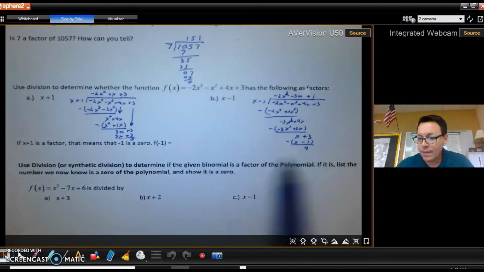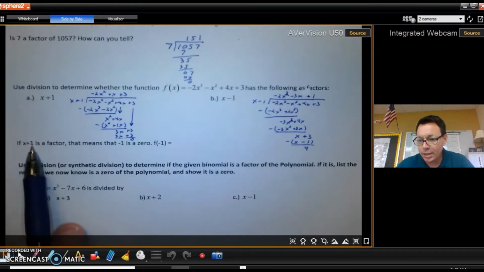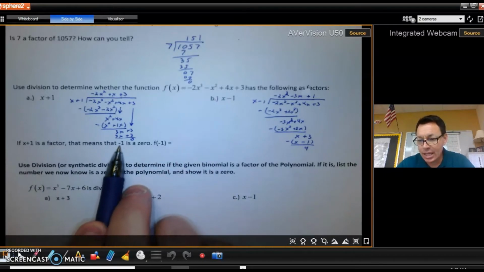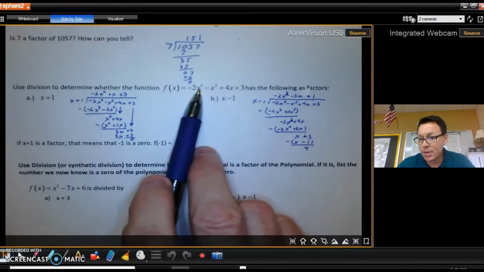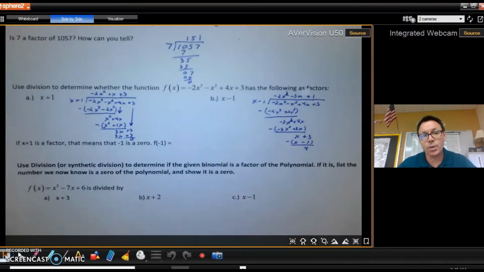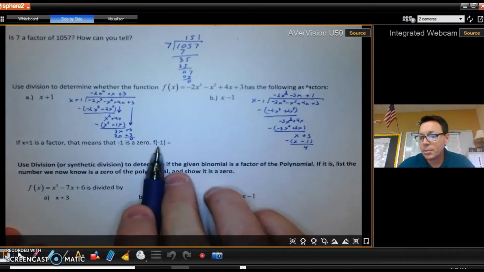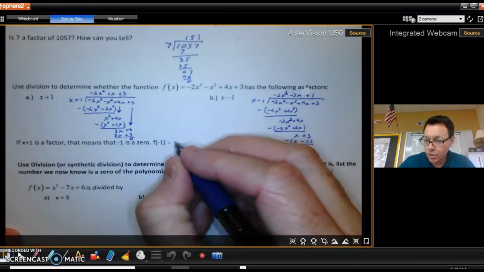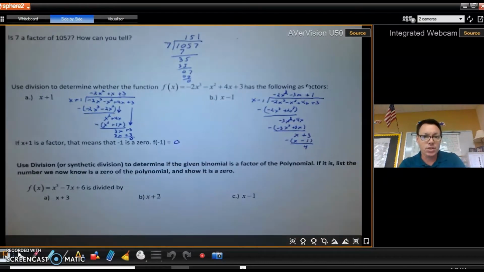Okay? So in this case, x plus 1 was a factor of that. So we know that negative 1 is one of our zeros, which means negative 1 is one of our x-intercepts. This problem would have 3 x-intercepts, and we would need to find all 3 of them. We're going to talk about that a little bit later. But again, if you plug a negative 1 into that function, you will get 0 as an answer. That's the definition of being a 0. So negative 1 is one of our zeros, which means it's one of our x-intercepts.